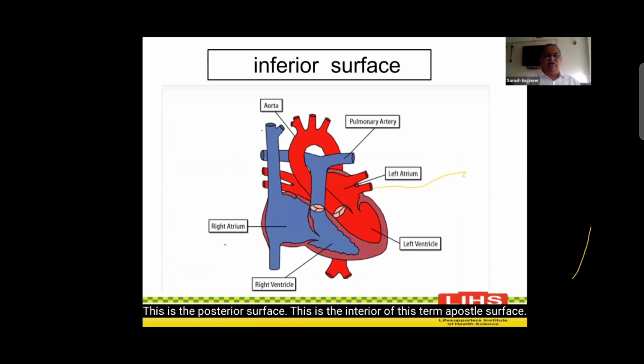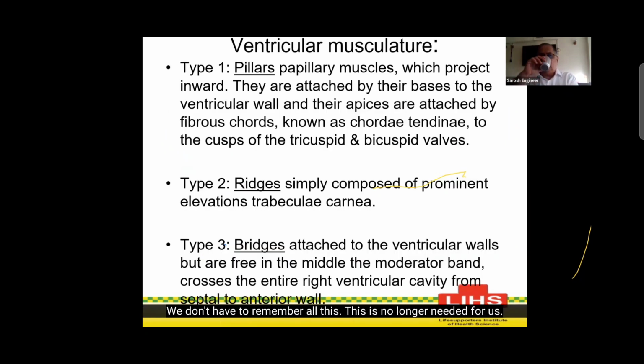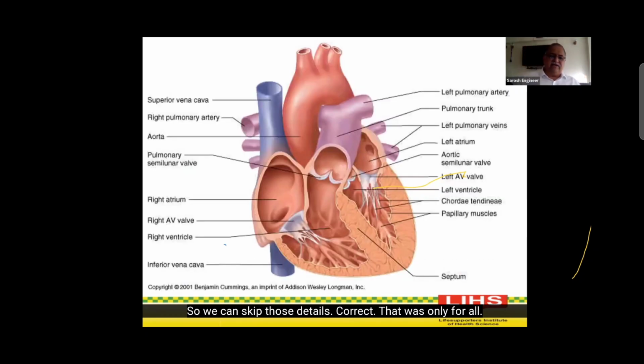This is again to show you all the walls together. This is the posterior surface. This is the inferior surface. And this is the anterior or the sternocostal surface. We don't have to remember all this. This is no longer needed for us. So we can skip those details. Right? That was just for info. Forget about the rest, anything that we spoke about till now.